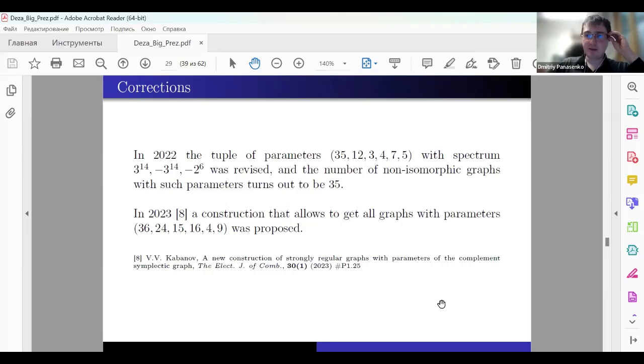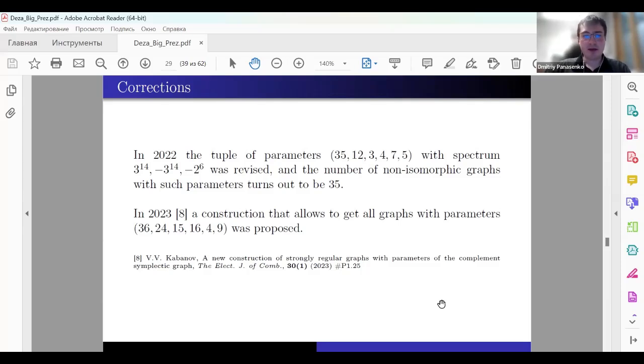Why did we have this big number? Because there are exactly 3,856 strongly regular graphs on 35 vertices. So basically this construction is related to these graphs, and we thought that this number of strongly regular graphs gives exactly the number of divisible design graphs, which turns out is not the correct answer.